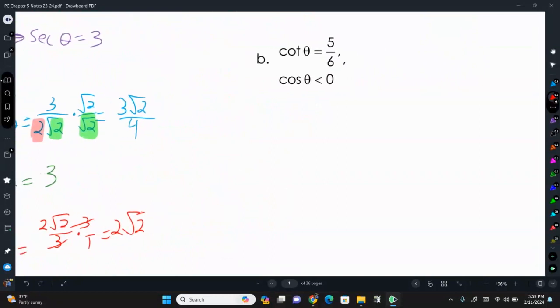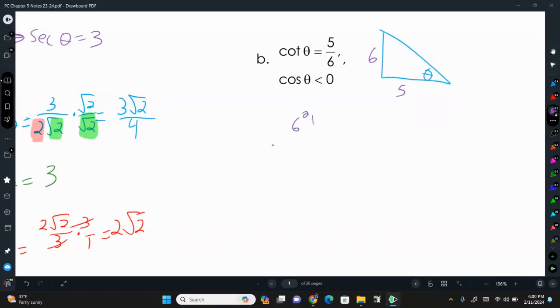This one, however, we only know one function. We know the cotangent. Yes, we can use cotangent to get tangent, but then to get the other ones, we would have to use an identity, and that can get a little bit complicated. So this one, it might be better to draw the triangle. Here's our theta. Cotangent is tangent flipped, so instead of opposite over adjacent, it is the adjacent over the opposite side.